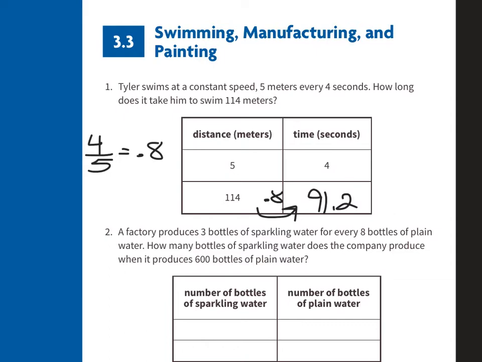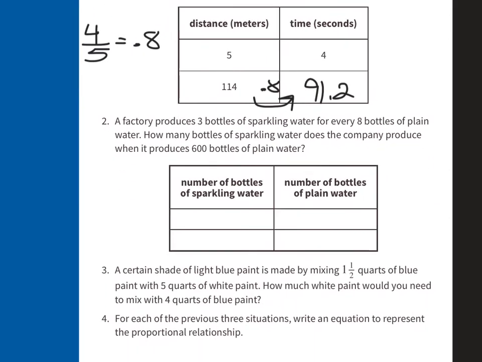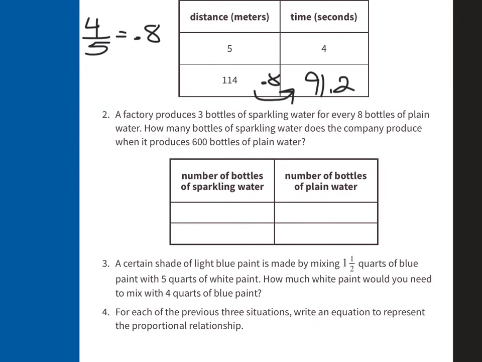All right. A factory produces 3 bottles of sparkling water for 8 bottles of plain water. How many bottles of sparkling water does the company produce when it produces 600 bottles of plain water? So we need to fill it out first, and then we need to answer the question. So 3 bottles of sparkling water, so 3 here. 8 bottles of plain water. How many produces for 600 plain?